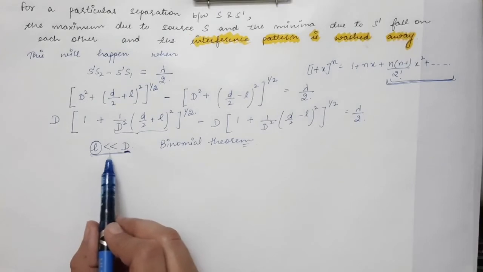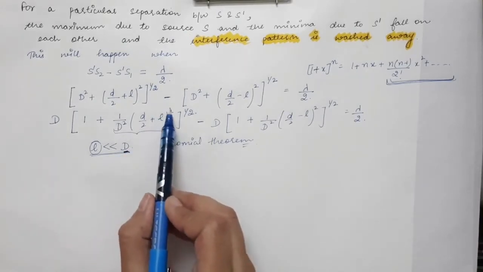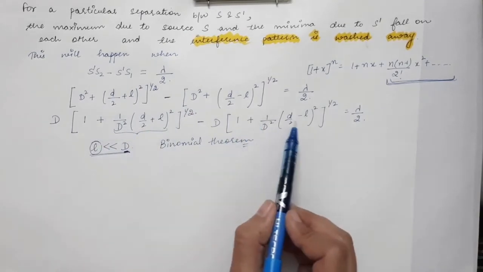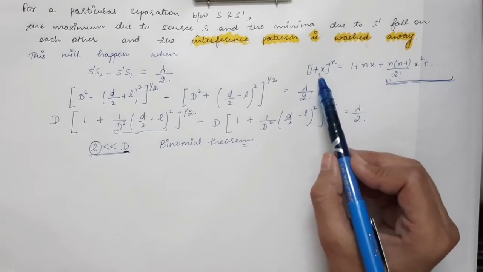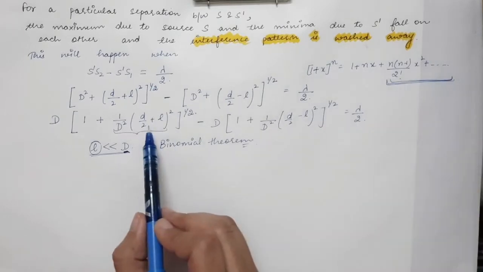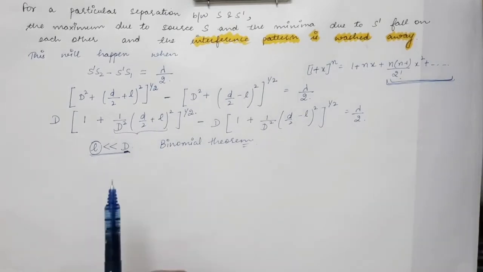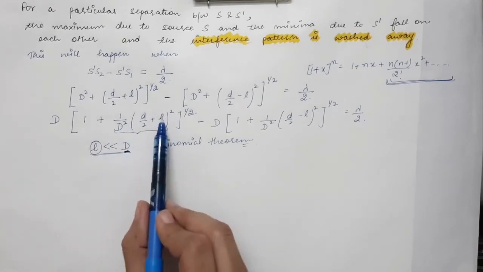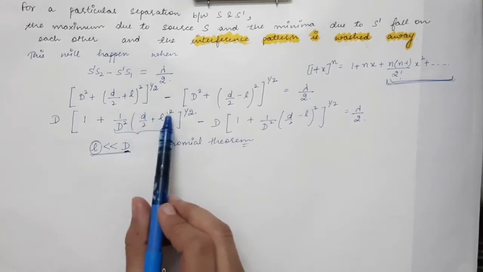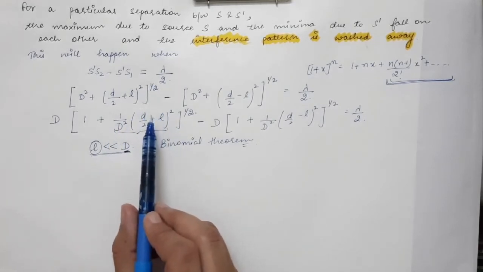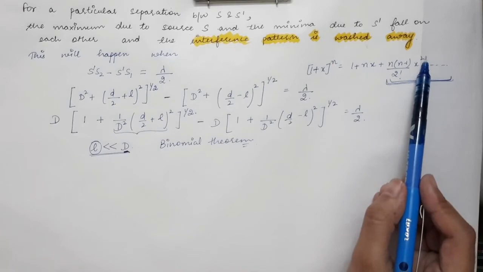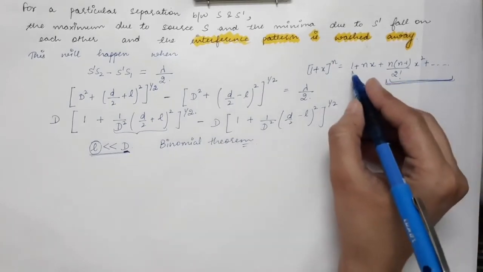If L is very small as compared to capital D, obviously this is x over here, so we have (1 + x)^n. This is the actual expansion that you use, but in our case L is very less as compared to capital D, so this expression will be very small, meaning x will be very small. If x is small, we can neglect the higher order terms. So we will just have 1 + nx.